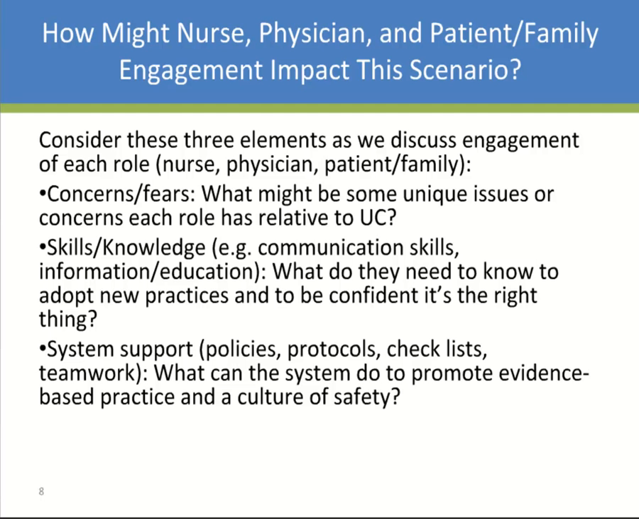And this can include communication skills as well as information and education. And then last but not least, what are the system support elements that are in place? And what can the system do to promote evidence-based practice and a culture of safety? This can include things like policies and protocols, as well as checklists and any initiatives designed to improve how the team worked as a consolidated group.